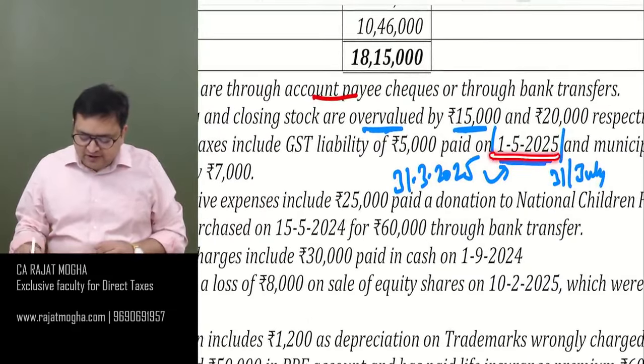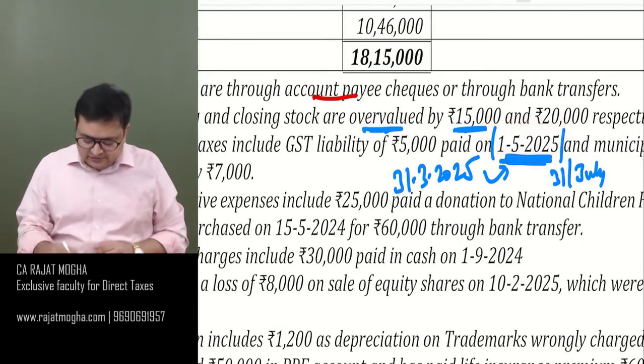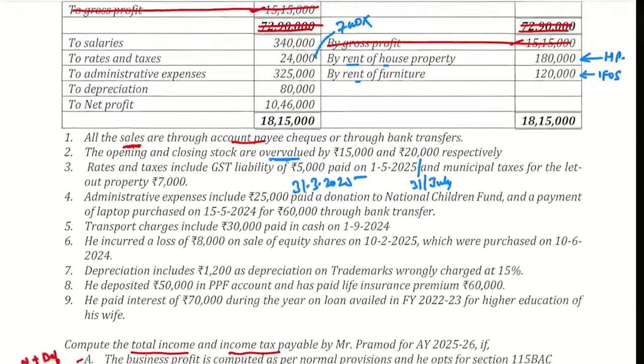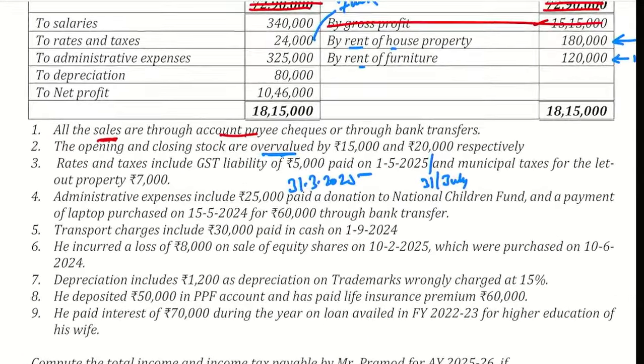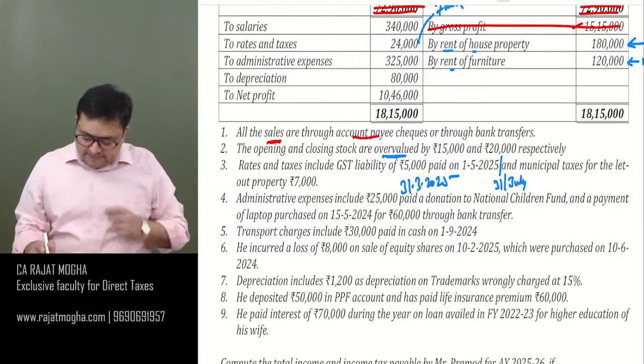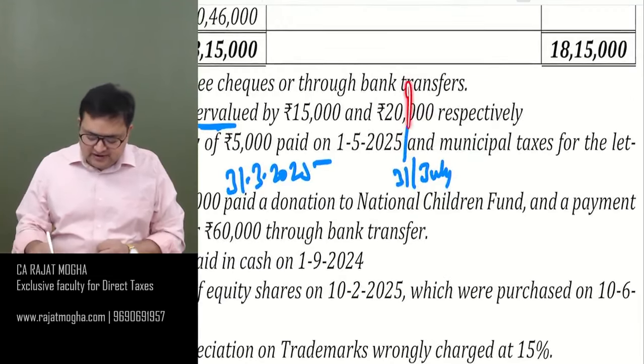Raju sir, it is paid on 1/5/2025. It is written paid on, even if it is paid on or before. Okay, everyone. See, the GST liability is paid on 1/5/2025, and now everything related to the GST liability ends over here.